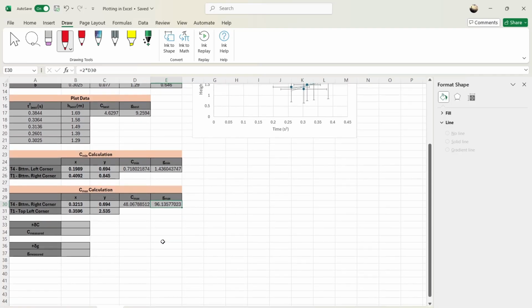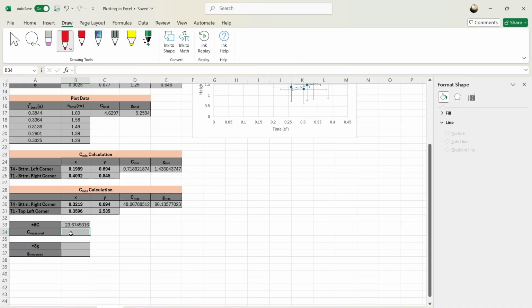But anyway, I digress. What we need to do now is compute, of course, the uncertainty in our proportionality constant. And you just use the absolute uncertainty equation. So we do equals C max minus C min divided by 2. And there is our uncertainty in the proportionality constant.